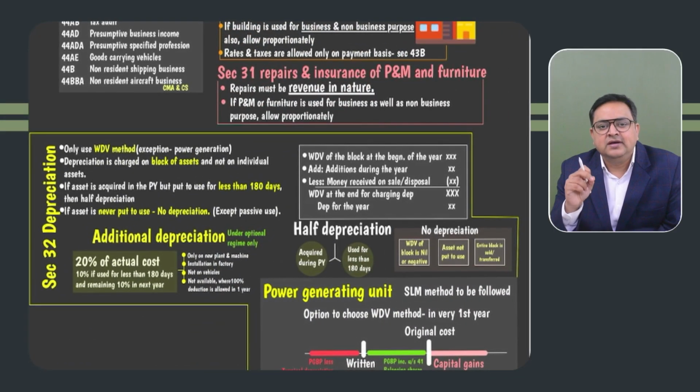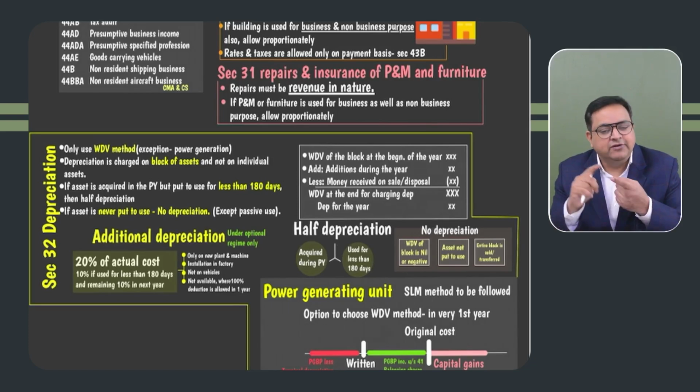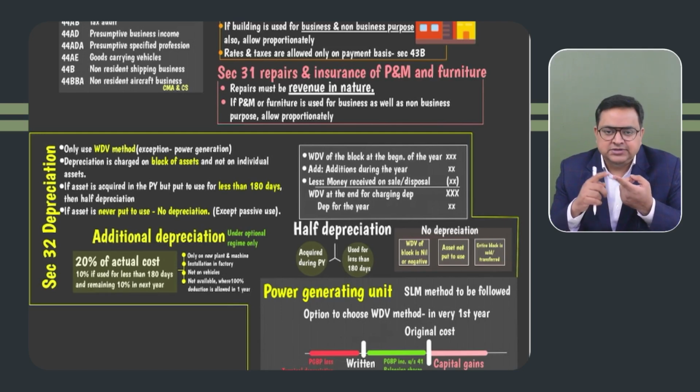Then we have section 32, an important section, depreciation. Section 32 says that we will be computing depreciation as per WDV method. Only SLM method is allowed only for power generating unit. Otherwise, for all the assessee, we will be computing depreciation as per WDV method. And we understand what the rates of depreciation are in the WDV method. For building, the general rate is 10%, but for residential building, it is 5%. For purely temporary buildings, it is 40%. Generally, it is 10% for building.